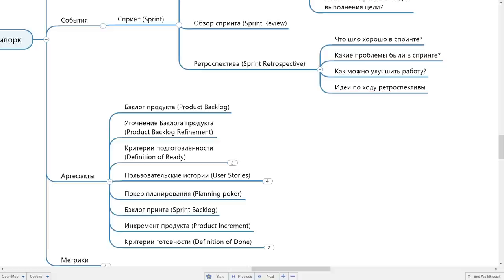That is, in essence, it is the difficulty of executing this or that user story, but not the time we spend on its execution. Next, I will tell you about such a thing as planning poker, and you will probably understand a little bit more what I am talking about.